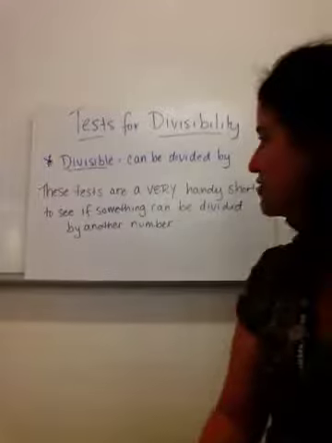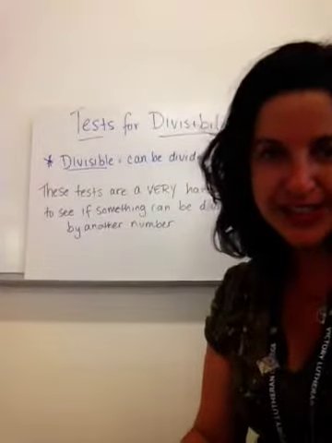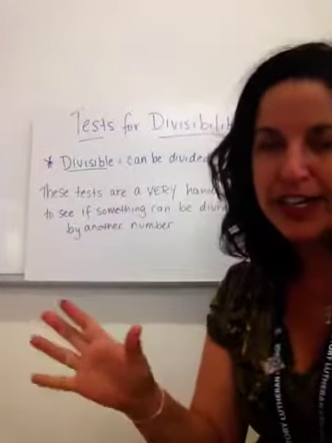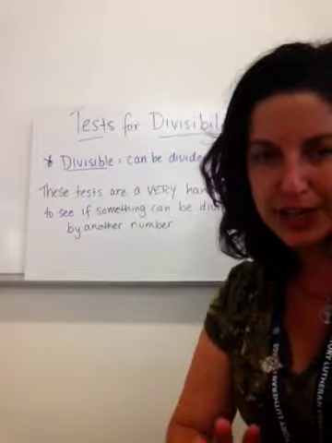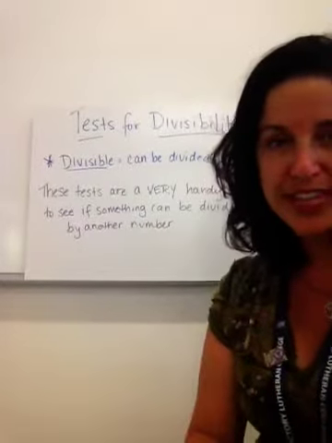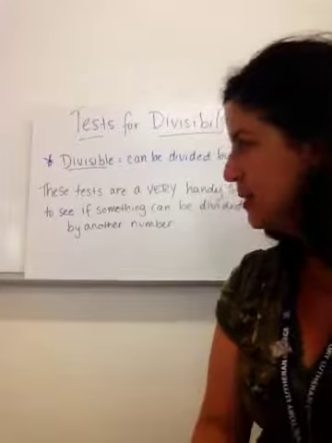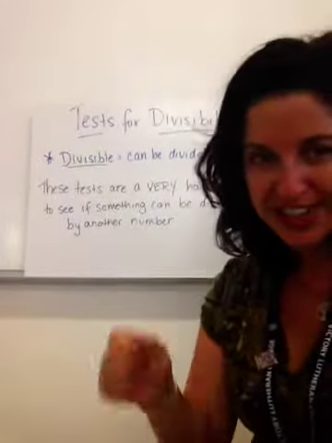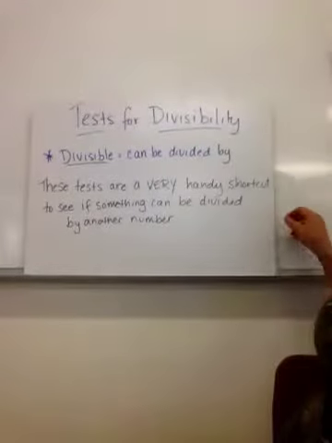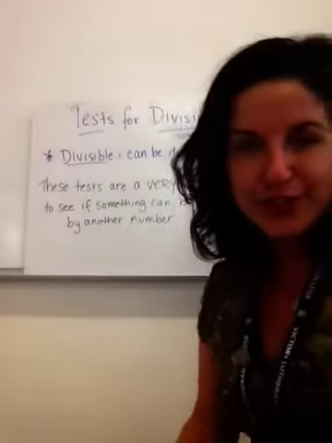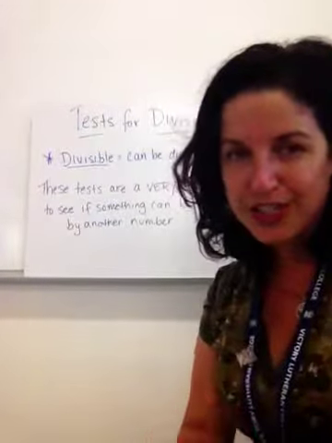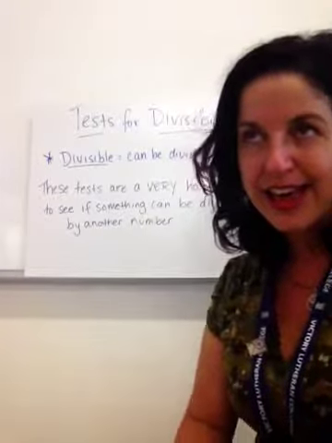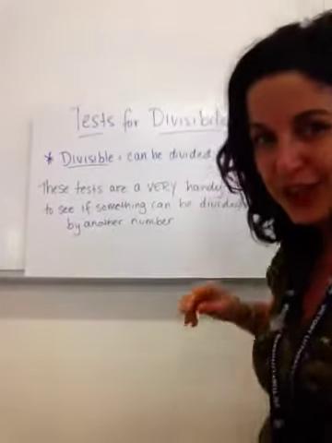And these tests are actually a really handy shortcut, so that if you're looking at a really big number, can you tell straight away whether or not it can be divided by a smaller number? Just little tricks that people back in the day used to use when they didn't have a calculator right up their sleeve to check things out. So there are different rules for different numbers, and we're just going to go through the different rules so that you can see an easy way to test for divisibility.